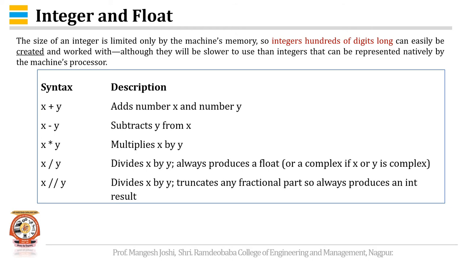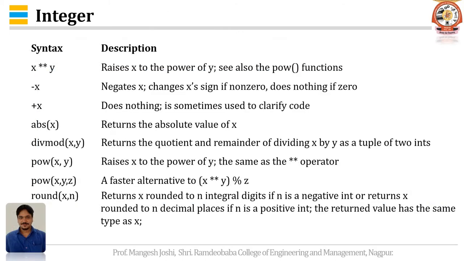Similarly, if you want to multiply x by y, you have to simply write x times y. If you want to divide x by y, then x slash y. And you will use x double slash y, which divides x by y, truncates any fractional part, and so it will always produce an integer result. Again, these are the various syntaxes.